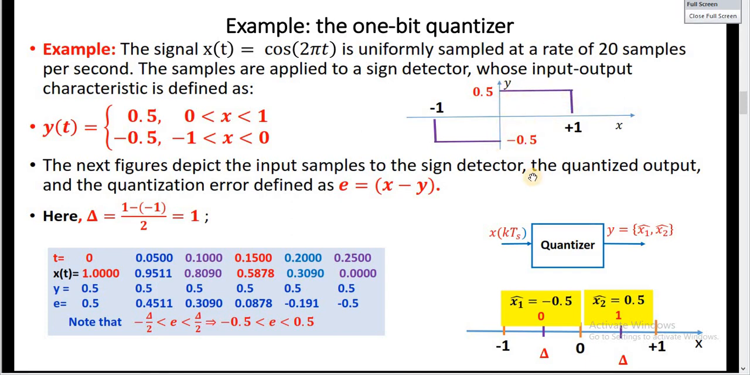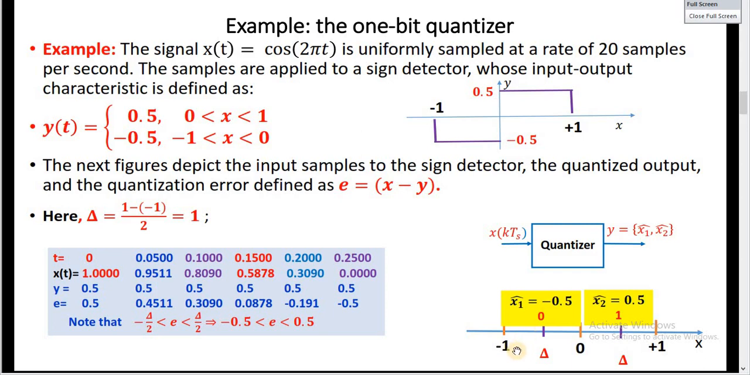For values of x between 0 and 1, the output takes on the value 0.5. And if the sample values take any value between 0 and minus 1, the output is minus 0.5. So for this example, we have one threshold. The thresholds are minus 1, 0, and 1. And the representation values, or the quantizer output values, are 0.5 and minus 0.5.